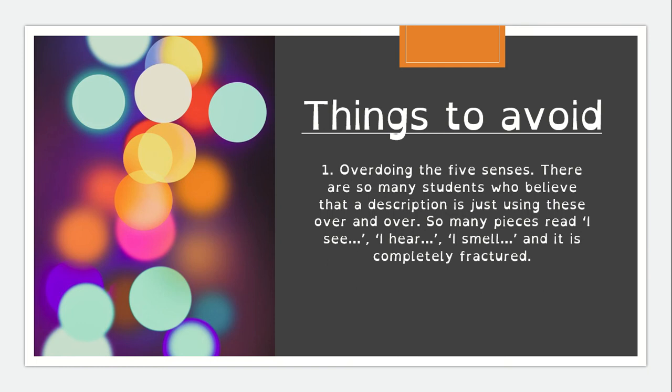And it just doesn't work. So by all means use the 5 senses. You should obviously talk about things that you can hear or things that you can see within a description. But you don't want to overdo it. Sometimes it's okay for there just to be a bit of movement in a scene, or there just to be one single sound rather than a lot of sounds. Okay? You don't want to overdo the 5 senses too much.